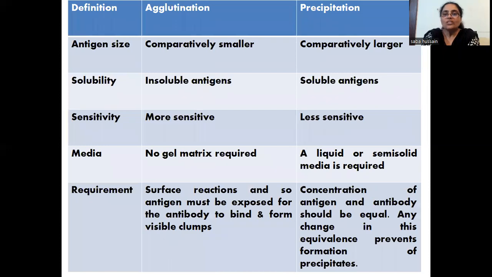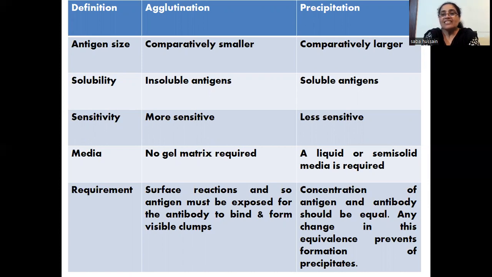Let us discuss more the difference between the two, which is important to know. First is antigen size. In case of agglutination, a comparatively smaller antigen can be detected, while in case of precipitation, larger antigens are detected because they are soluble. So soluble antigens and larger ones. Now the second point is solubility. I have already discussed that in case of agglutination, it will be a particulate antigen, so it will be insoluble antigen, while in case of precipitation, that will be soluble.